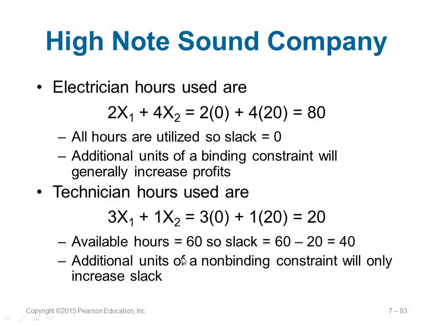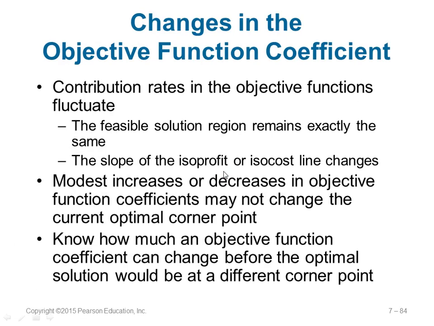What do we mean by a non-binding constraint here? If we increase the non-binding constraint by 1 or 2 units, it will only increase the slack. But if you increase the binding constraint, you will get more profit. That is the idea here.